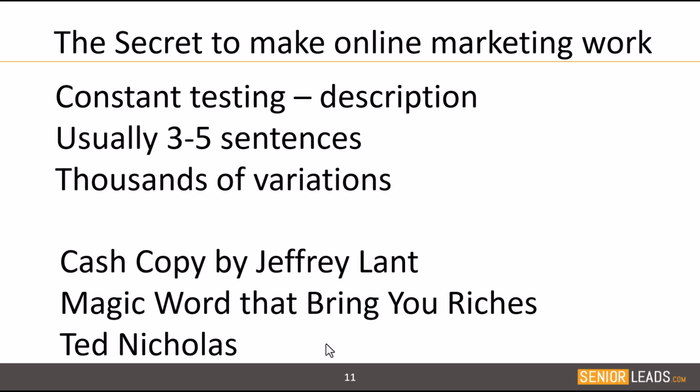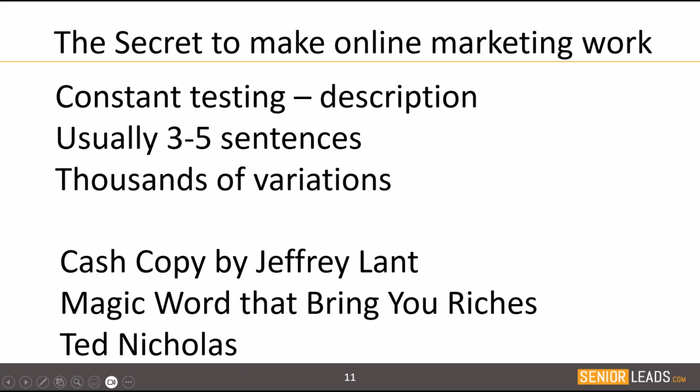Other financial advisors would tell me, wow, I send out 5,000 invitations and I only get 20 people. Why? My language was better. The language on my invitation was more compelling, it was more interesting, and that's why more people showed up. So this ability to write the correct language is critical. How do you learn it? Well, there are hundreds of books on copywriting. If you only wanted to read two, I would suggest Cash Copy by Jeffrey Lant and Magic Words That Bring You Riches by Ted Nicholas.